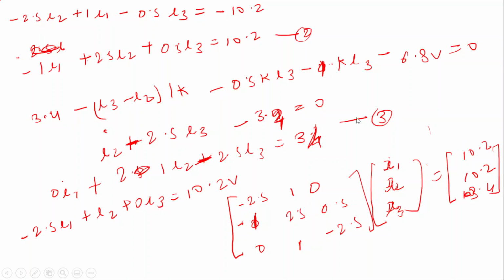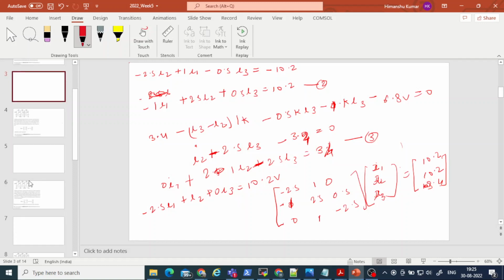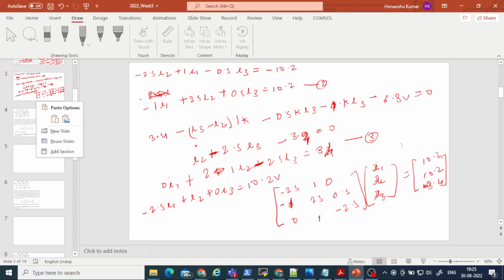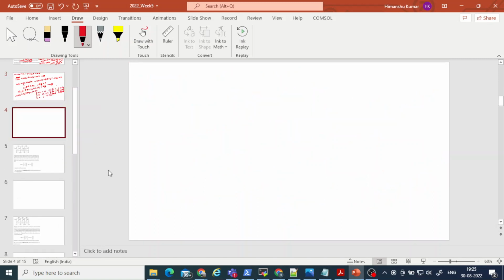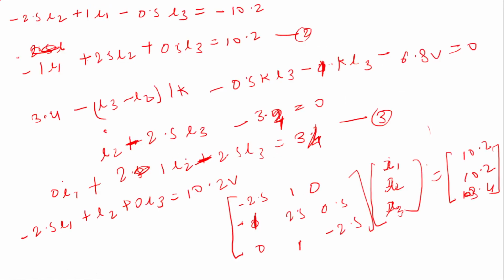Now the process of finding I1, I2, I3 is exactly similar to what we have done in the previous class. So we need to find the inverse of this matrix, multiply it by this right hand side term, and then we can find I1, I2, I3.